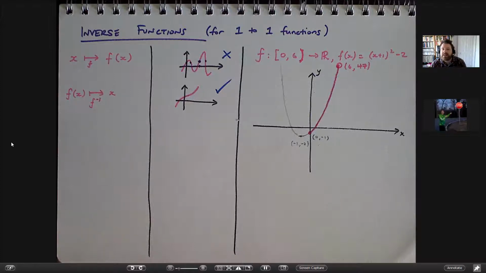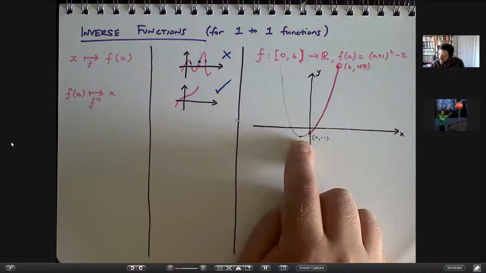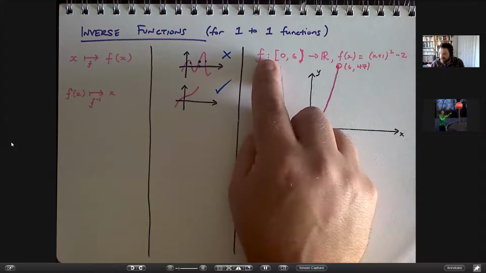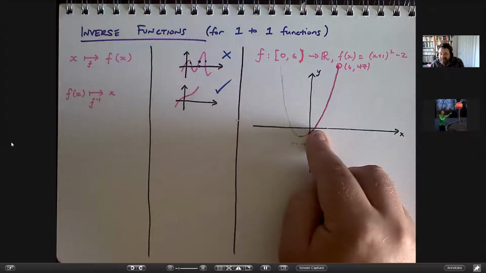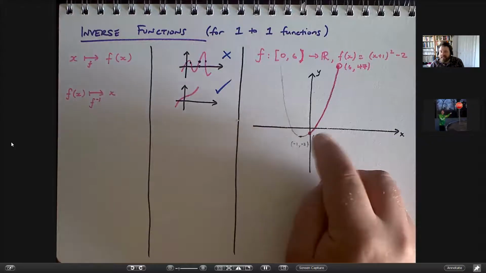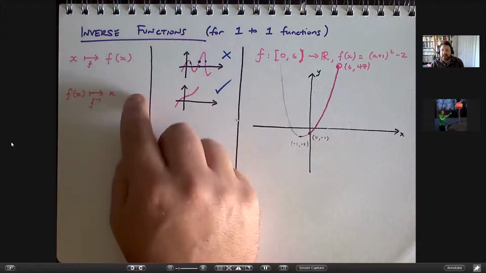Okay, so that's our function there. And notice that even though a parabola is not a one-to-one function generally, this function f is, because only these pink points here are included, and within that domain, this function is one-to-one, which means we are going to be able to do this inverse function idea.